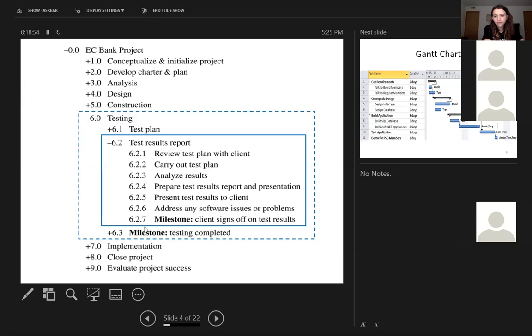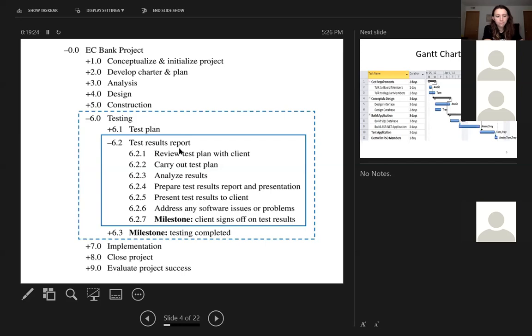Exactly. So this is about activities and further breaking down phases. But as we said in the first pictures that you saw, these are deliverables. Yes, Matt, exactly. This is detailing the work, how specifically the testing phase is listing 2 major deliverables. 6.1 is the test plan. 6.2 is the test results report.